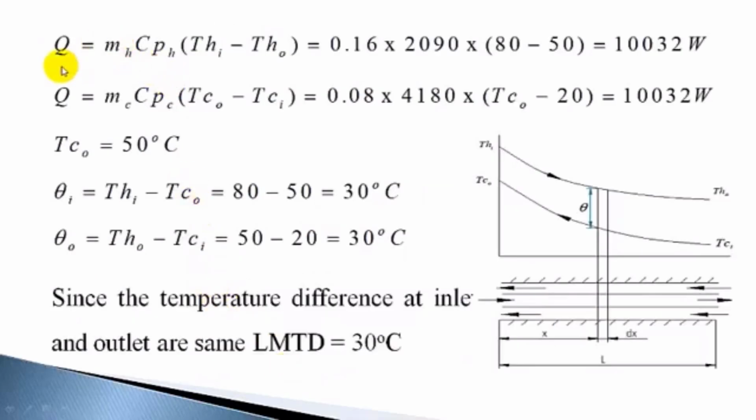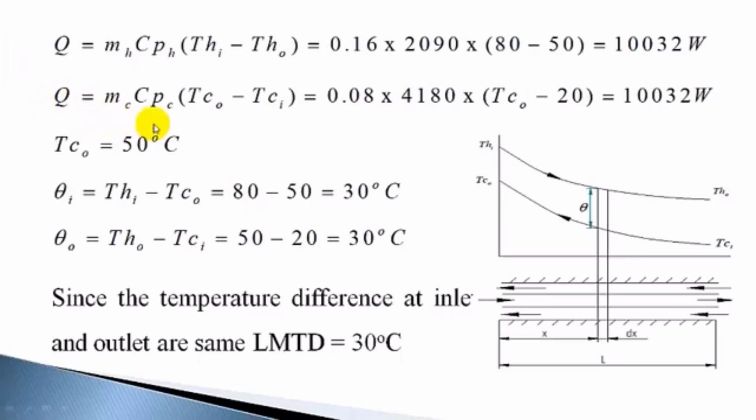We know that heat lost by hot fluid is mh Cph into Thi minus Tho. We know the mass flow rate of hot fluid and the Cp value of hot fluid, which is oil here, and Thi is also known, 80, and Tho is 50. So you will get the total heat lost by hot fluid as 10,032 watts. And the same amount of heat is gained by cold fluid, assuming that there is no heat loss. Whatever heat is lost by hot fluid is gained by cold fluid.